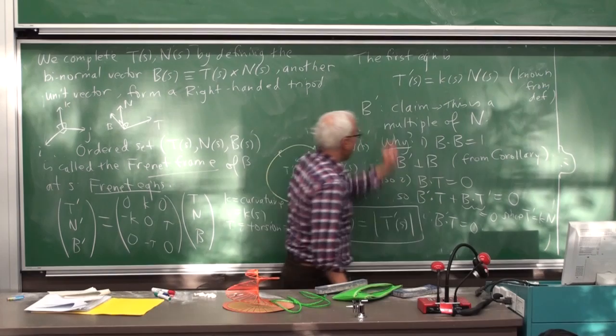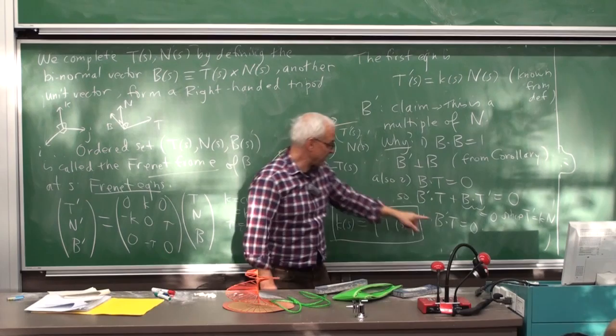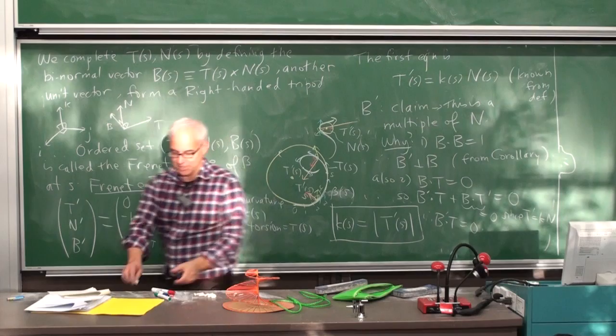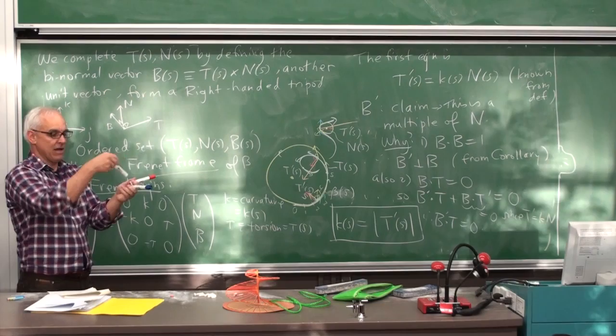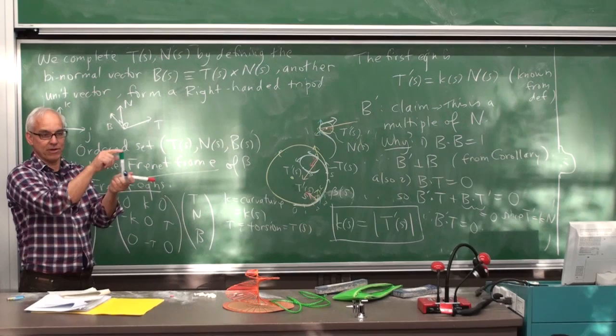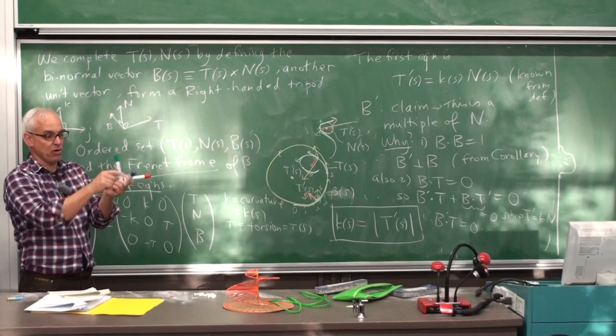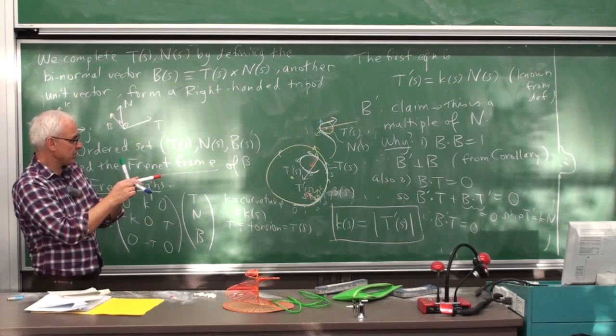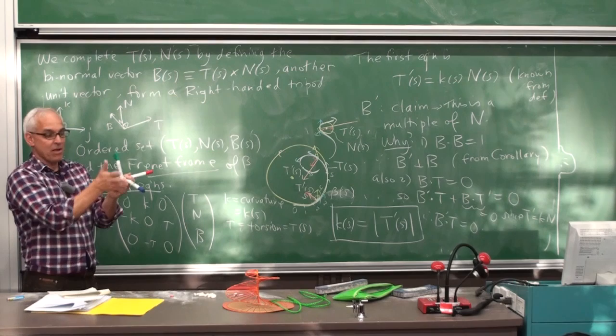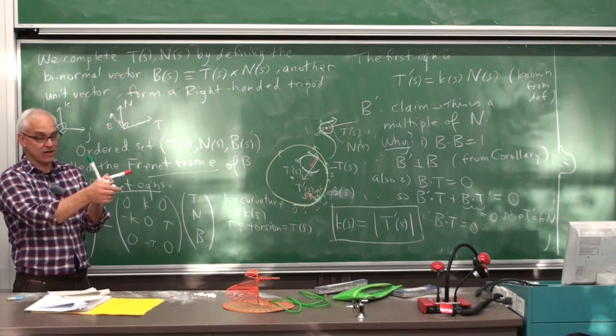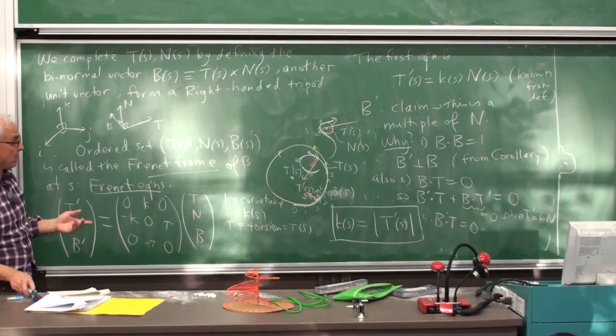All right, so what do we know about this B prime? We know that it's perpendicular to B, and it's perpendicular to T. We have these three vectors, T, N, and B, and they're changing. We know that the rate of change of the green one, the binormal that we're interested in, B prime, is perpendicular to both itself and the tangent vector. But there's only one direction that's perpendicular to B and the tangent vector. That's the normal vector. So we conclude that B prime is a multiple of the normal vector.